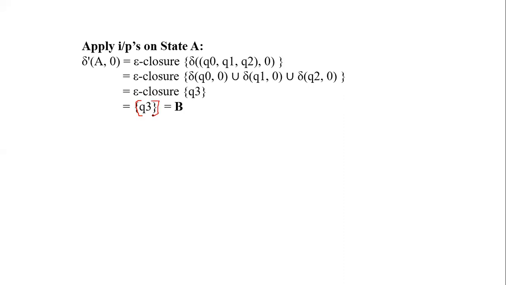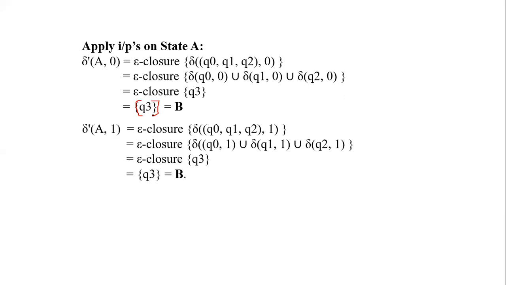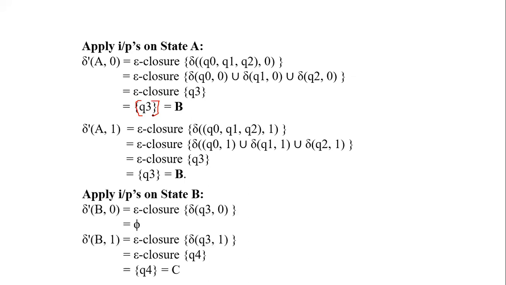The next one is A comma 1. What is the value of A comma 1? Q3. Okay, fine, the same previous state. Here also you have to mention the square bracket, and the state name is B. The next one, we have to apply the input on the state B. B comma 0, what is the value? Null. B comma 1 is Q4. That is C, the new state, right?